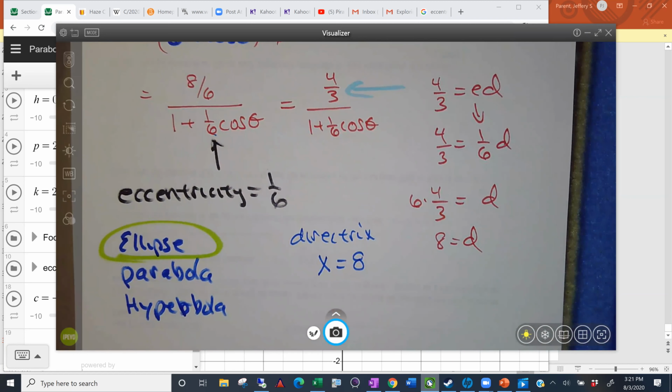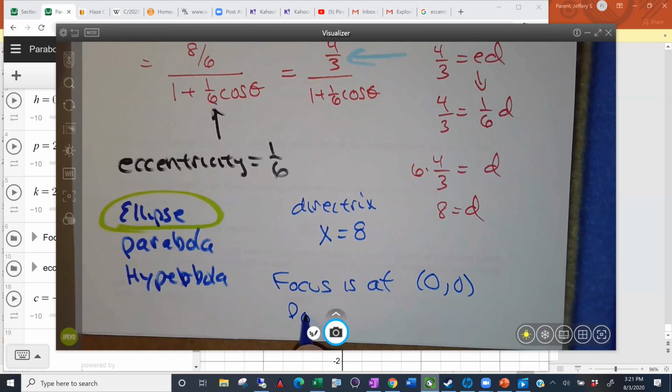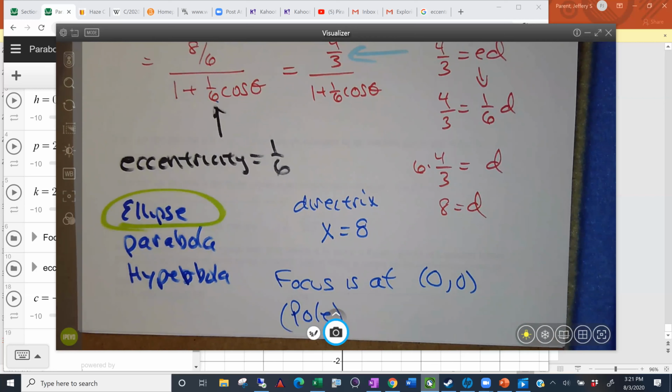And that's all that they can ask you in terms of, you know, polar equation of a conic like this. They'll ask you these kind of things. One thing I should mention here is that these are set up so that the focus is at 0, 0, which is also called the pole. You'll see it called the pole in the book. Sometimes they'll ask you to write pole instead of 0, 0. But these all assume that you have one focus at the pole.